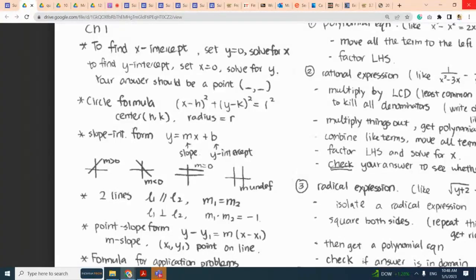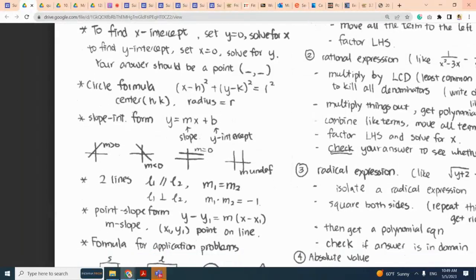Okay, slope intercept form. m is the coefficient of x. b is the y-intercept. Actually, the y-intercept is 0, comma b. It's not just b. And depending on your slope, you have positive slope, negative slope, slope is 0, or slope is undefined. Right, everybody? 2 lines, if they're parallel, what happens to their slope? The same. 2 lines perpendicular? Negative reciprocal. Yes, very good. Point slope form: y minus y1 equals m times x minus x1. And m is the slope. x1, y1 is a point on the line.